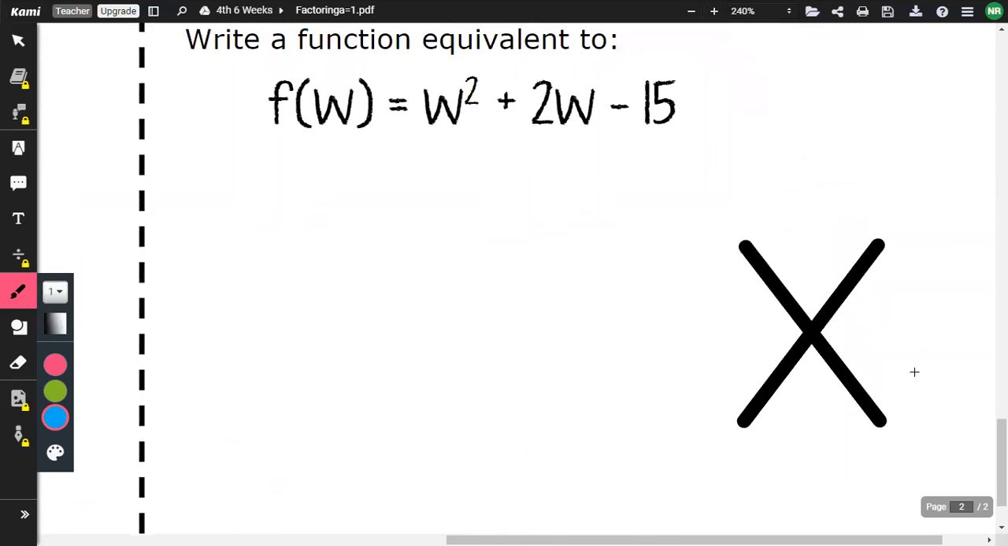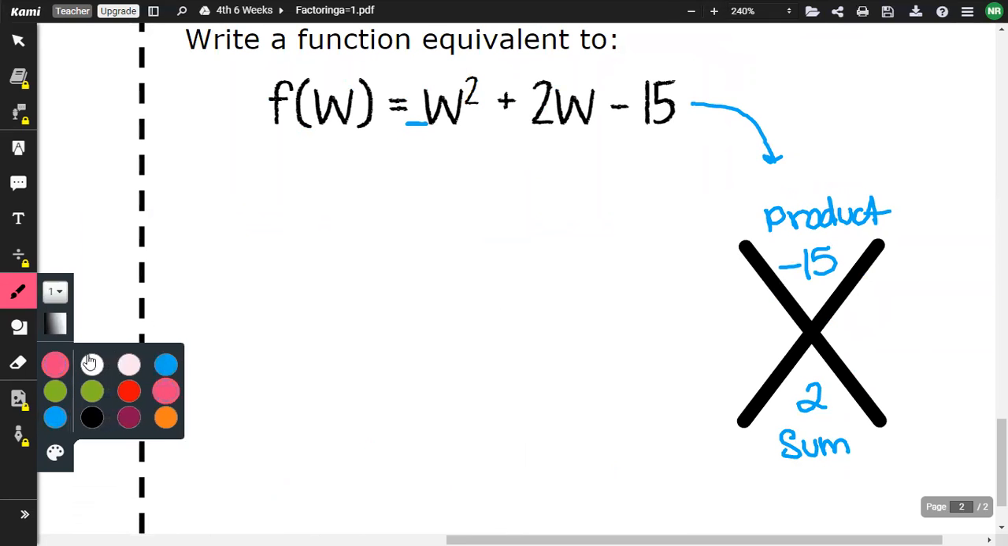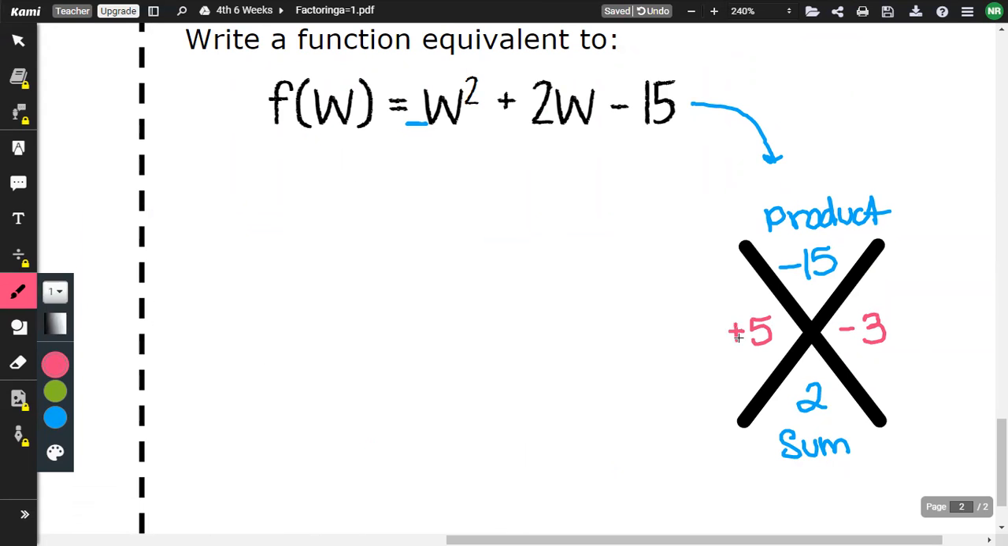All right, last one. F of W. I look in front of the squared term, there's nothing there. Last number falls to the top, but the last number is what? -15, so we got to be careful. That's my product. And that 2 is my sum. What two numbers can I multiply to get me -15, but add to get 2? Five times -3 is -15. +5 minus 3 gives me a +2.